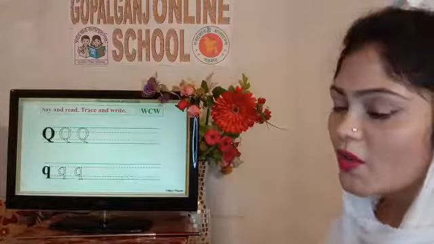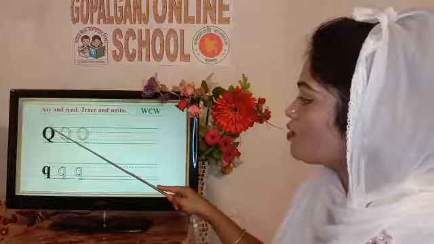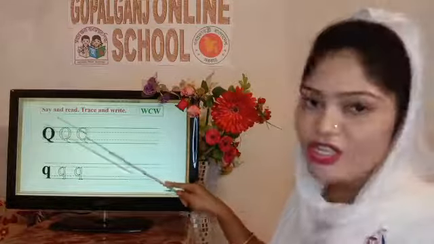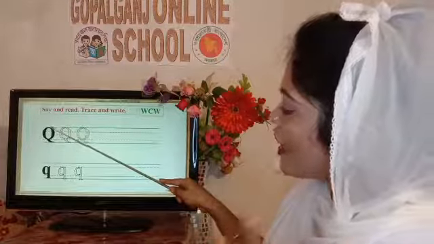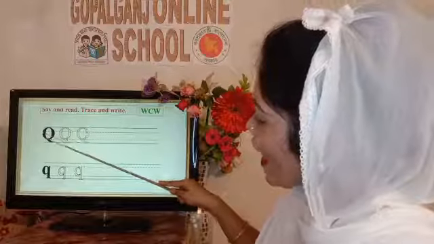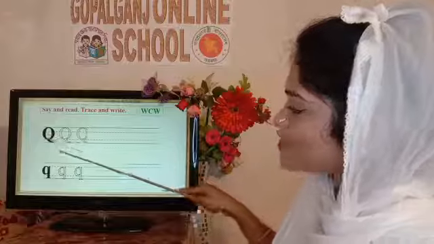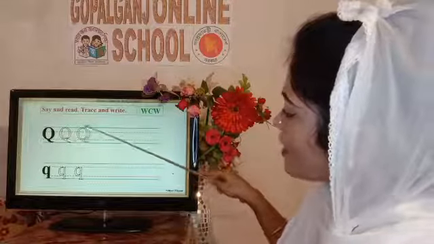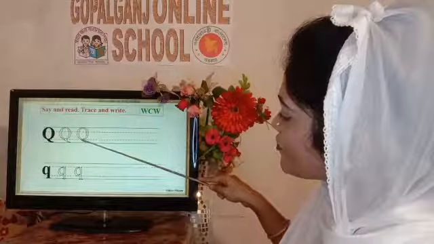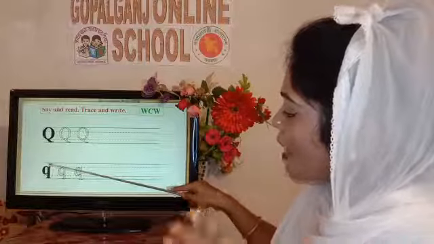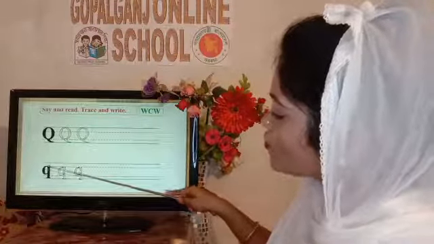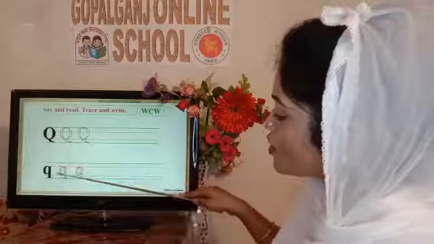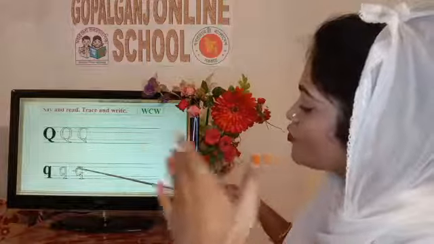Now press and write. Q, ka, ka, Q. It is round in shape. It will start from right to left and round and across. Okay, it will start from here. It is round and across. Start from up to down and round from right to left.